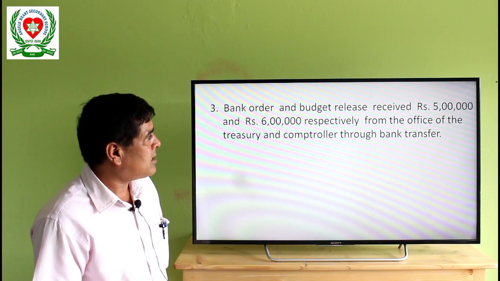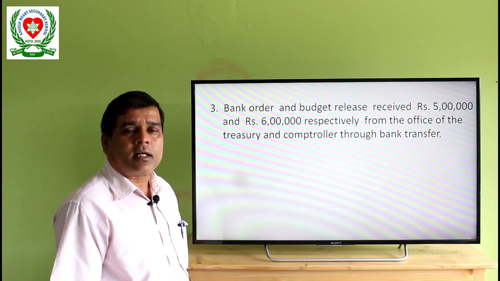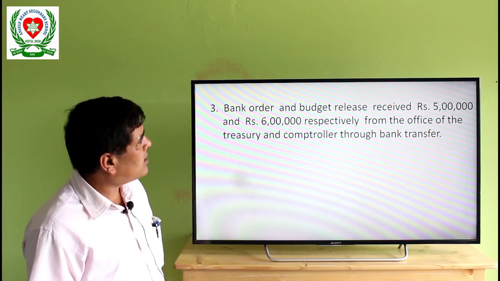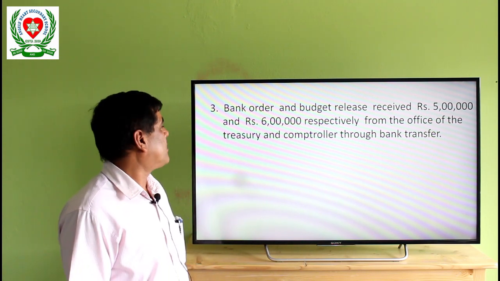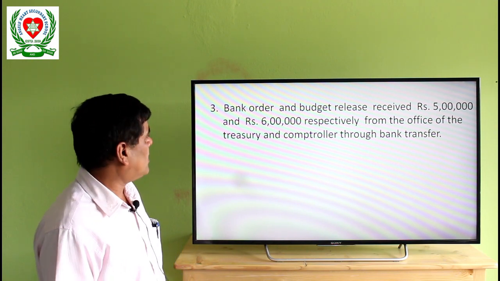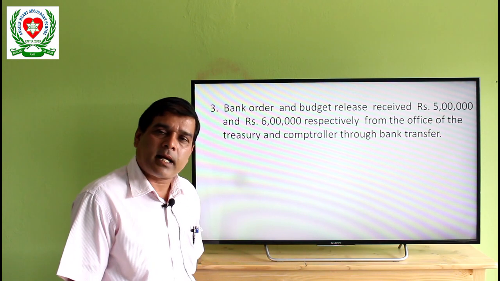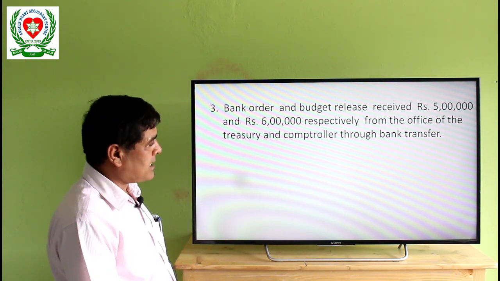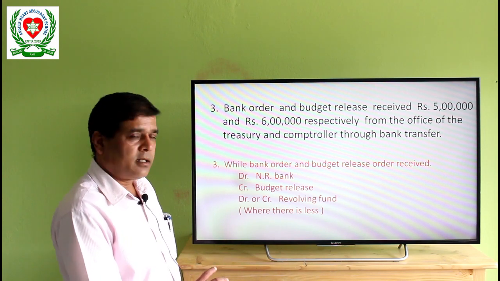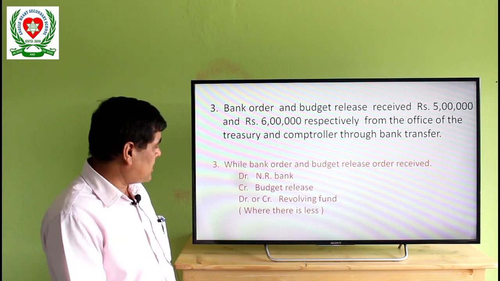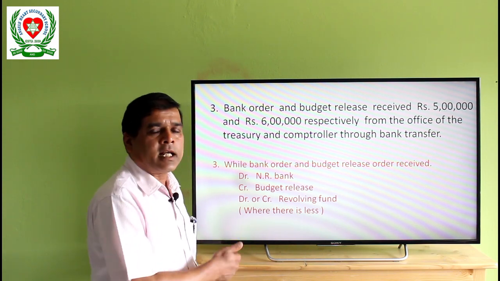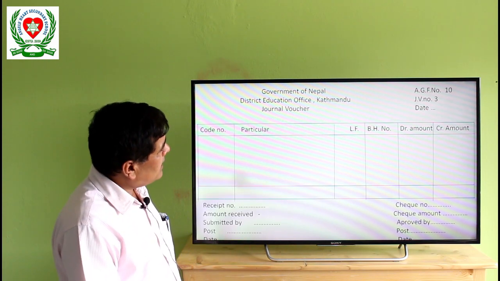Sometimes bank order and budget release receipt order, two amounts are given in this way: bank order and budget release receipt order 5 lakh and 6 lakh respectively from the Office of the Treasury and Comptroller through bank transfer. In such cases, we have a formula, which I already described: debit NR Bank, credit budget release, and debit or credit revolving fund, whichever side is less.